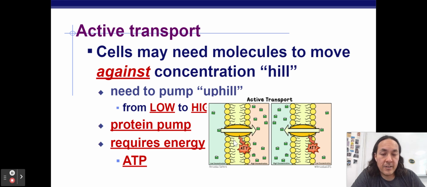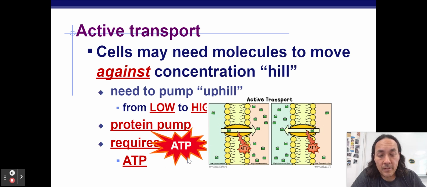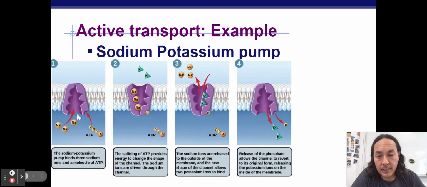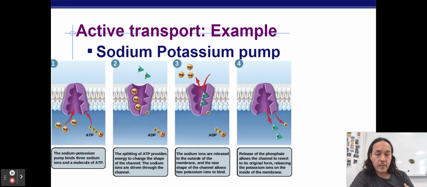All right, occasionally we need to go against the gradient. So look at this. These green ones here, there are fewer on the inside than on the outside. All right, so we're going from low to high. And to go against the concentration gradient, we need energy in the form of ATP. That ATP is going to cause a shape change on that protein and move sodium and potassium against their gradients. We will try and practice this with the model kit today.